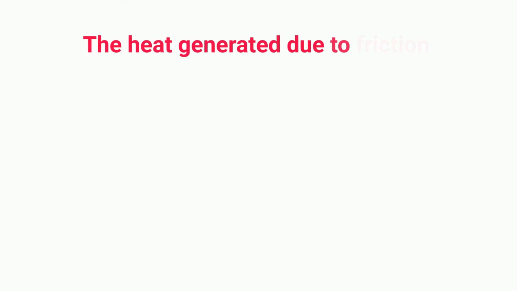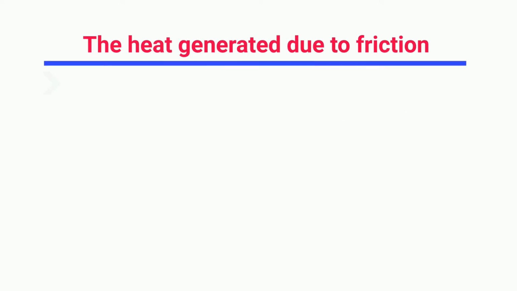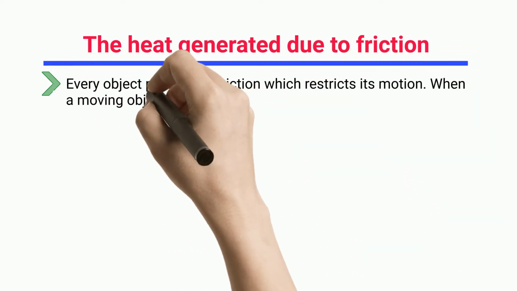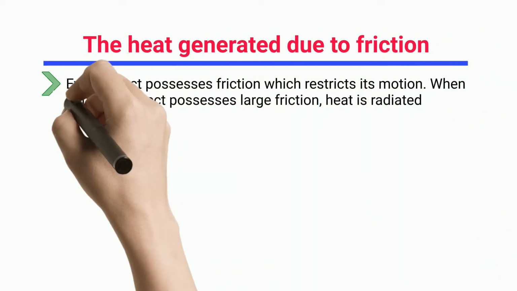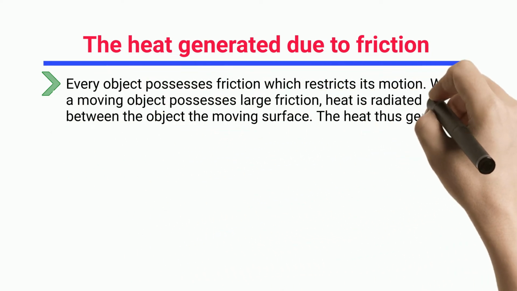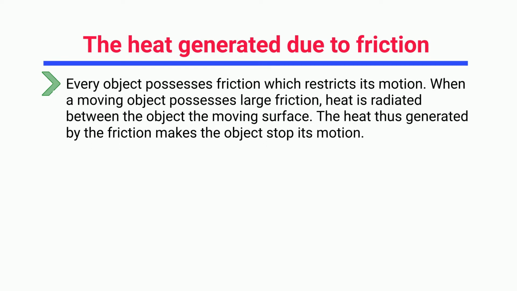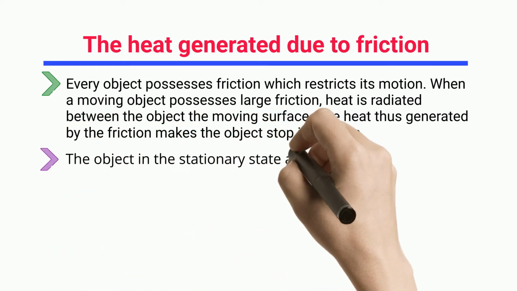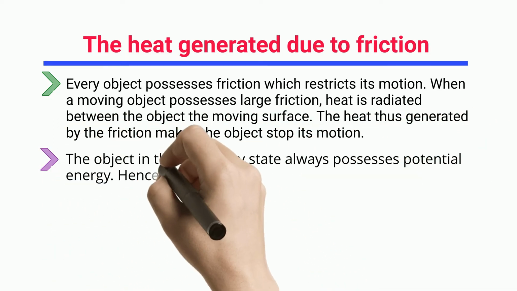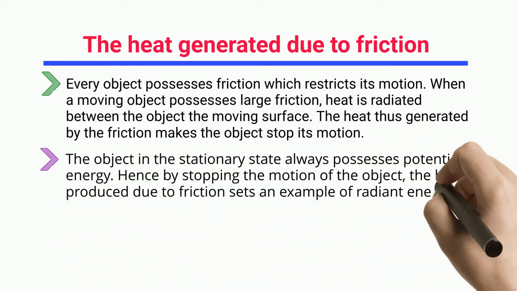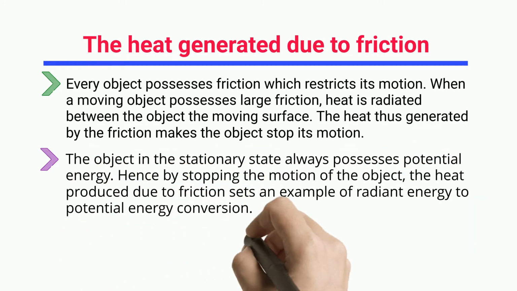The heat generated due to friction. Every object possesses friction, which restricts its motion. When a moving object possesses large friction, heat is radiated between the object and the moving surface. The heat thus generated by the friction makes the object stop its motion. The object in the stationary state always possesses potential energy. Hence, by stopping the motion of the object, the heat produced due to friction sets an example of radiant energy to potential energy conversion.